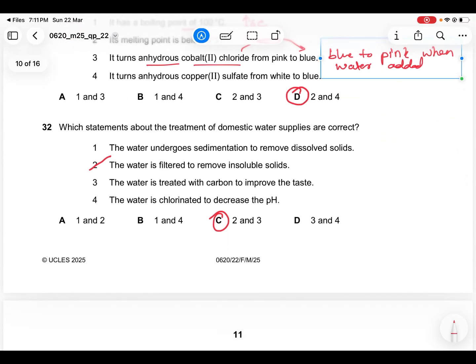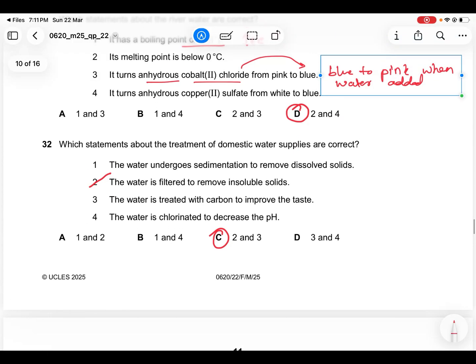Which statements about the treatment of domestic water supplies are correct? The water undergoes sedimentation to remove dissolved solids. This is totally not possible. The substances which are dissolved don't undergo sedimentation. The insoluble particles undergo sedimentation. The water is filtered to remove insoluble solids. Yes, filtration is performed so that insoluble solids can be removed.